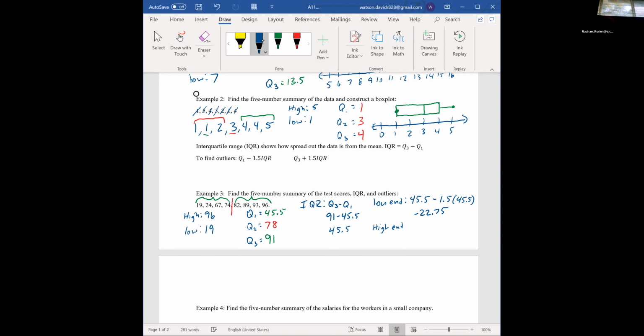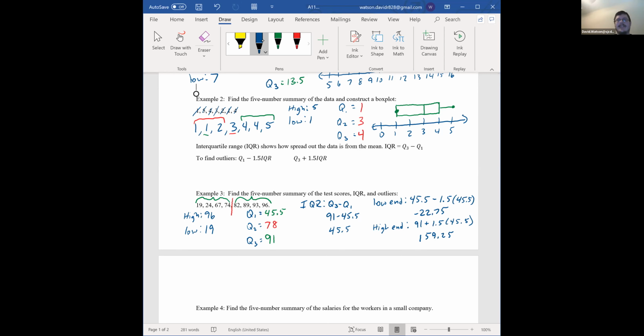What about the high end? So we take Q3, which is 91, and we add 1.5 times our IQR. So 91 plus 1.5 times 45.5 gets us 159.25.